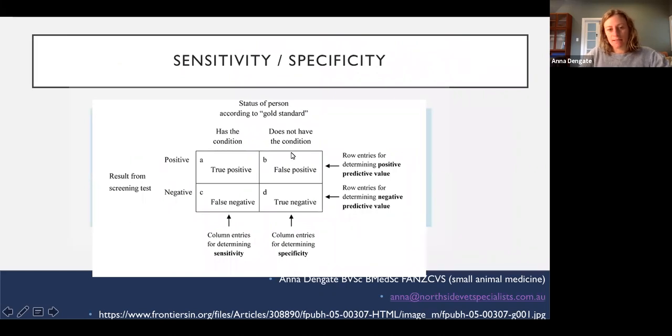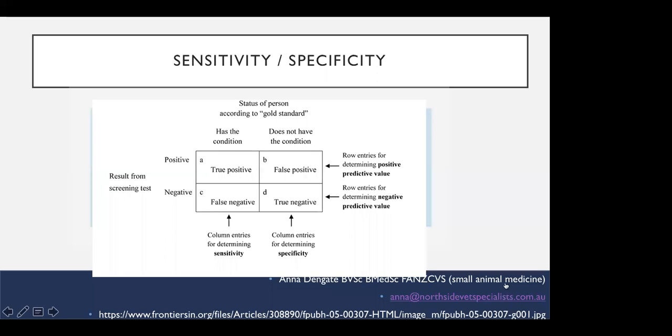Has anybody studied the sensitivity and specificity already, or are we waiting? I've studied it, but not each individual test, just kind of what it means.